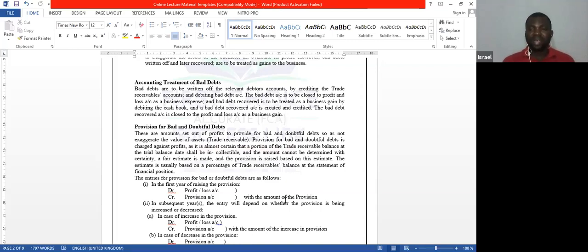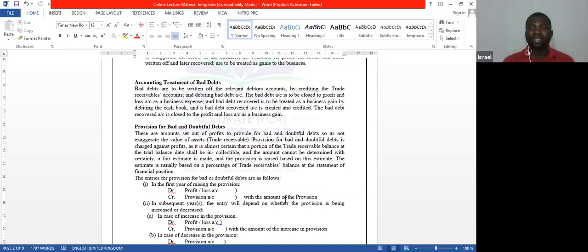And also you have reduced your net profit by increasing your expenses. Now, if that's the case, what if after a year or 2 years, the customer now pays you the money? You have written it off already, but the customer now pays you. It means that there are two ways in which we treat that.